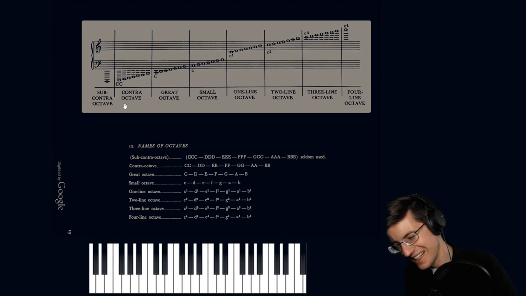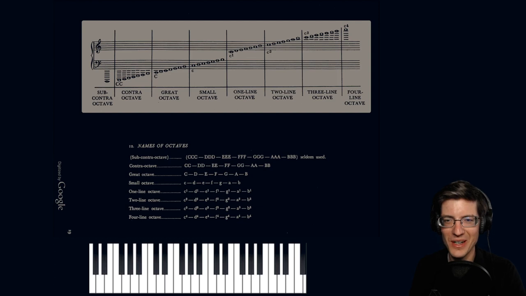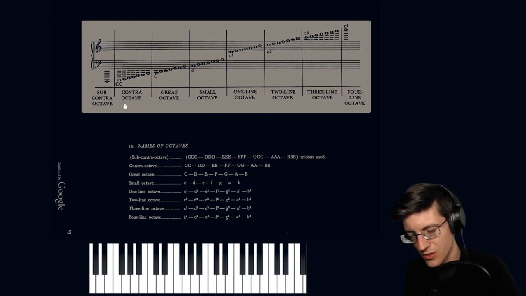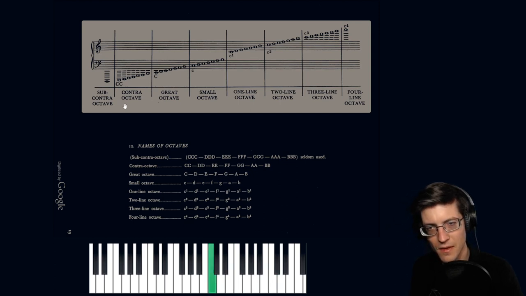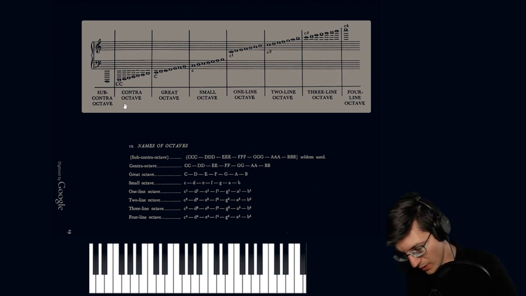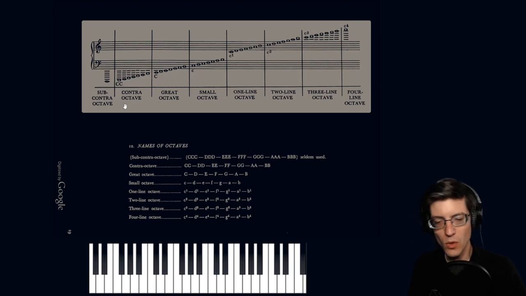I think. Let's see what the numbers are, let's see what LMMS is telling us. They say that this is C5, which I believe is middle C. Yep, and that's too loud. There we go. Okay. That's the one line octave. And then two line octave is up one more. Woohoo. That's way too loud.